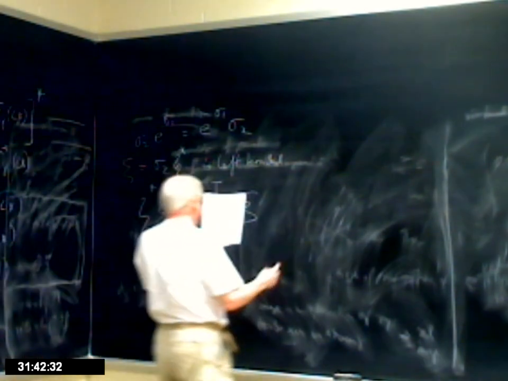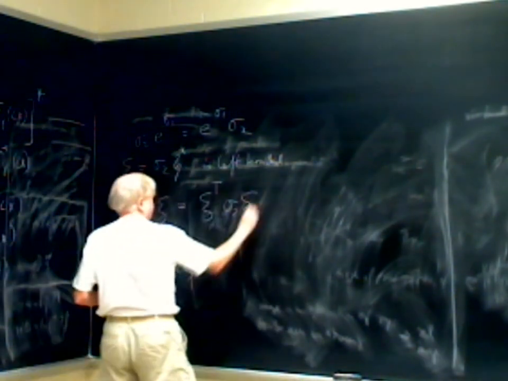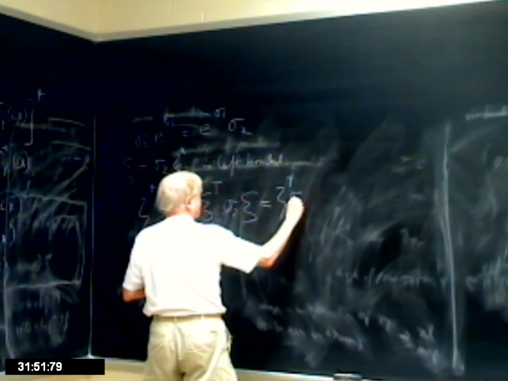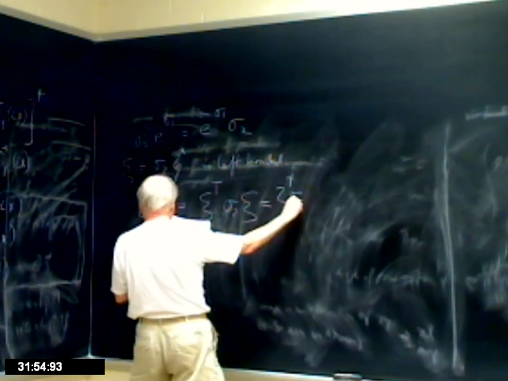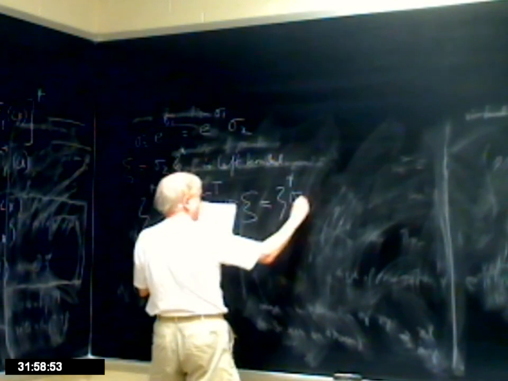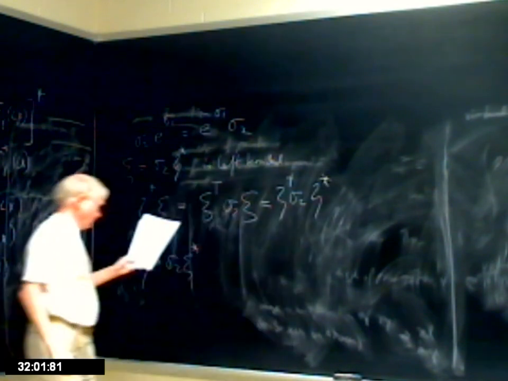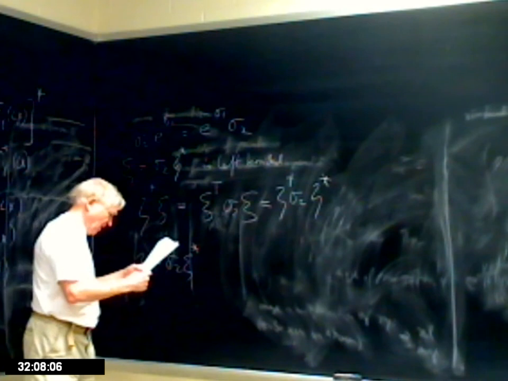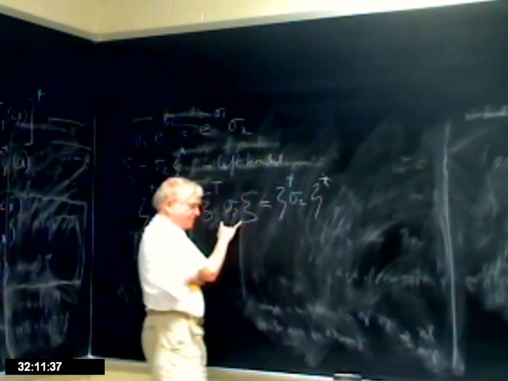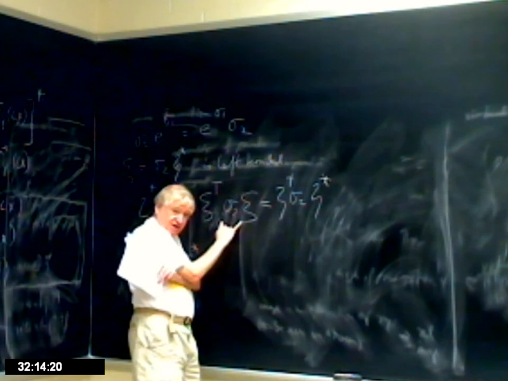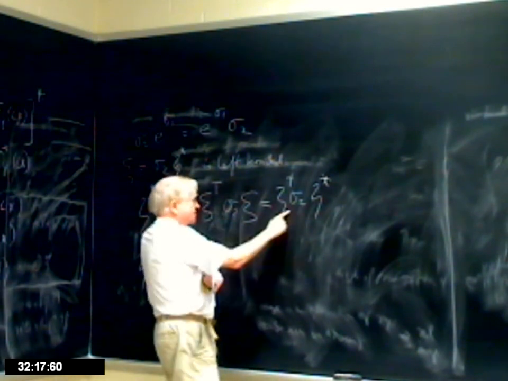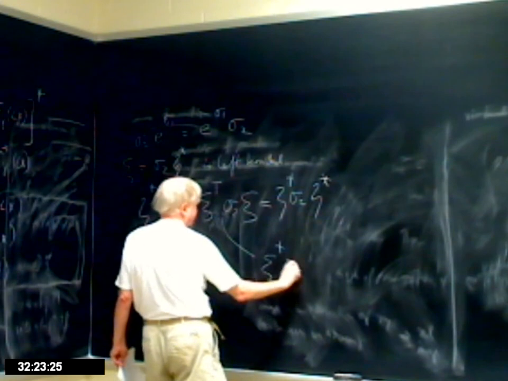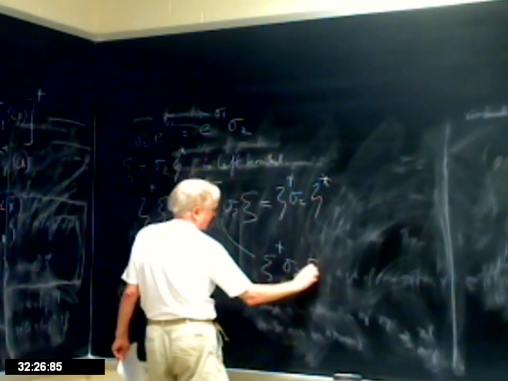So in other words, you can also write this as zeta dagger sigma 2 zeta star. Remember when I wrote down the Majorana mass term, I said plus the Hermitian conjugate? Well, when you take the Hermitian conjugate, you get something like that. That is to say, the Hermitian conjugate of this is C dagger sigma 2 and then C star.